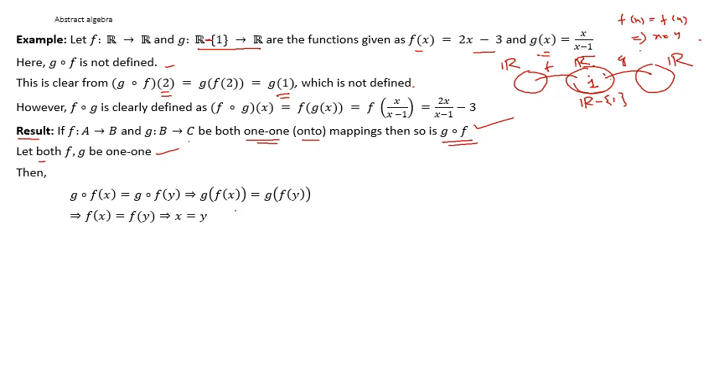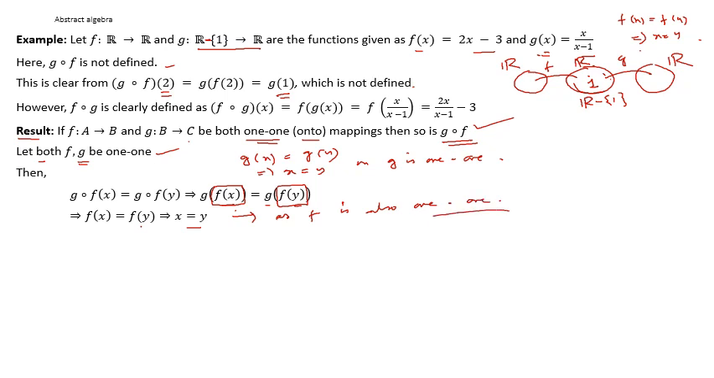কিন্তু দেখো g is 1-1, so g of something is equal to g of something, that means that something is equal to that something, because g(x) equal to g(y) implies x equal to y, as g is 1-1. So this means f(x) equal to f(y), but f(x) equal to f(y) implies x equal to y, as f is also 1-1. তার মানে gof of x equal to gof of y implies x equal to y.